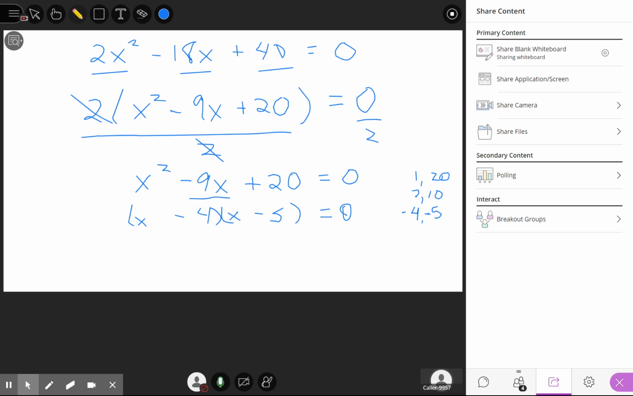So let's just double check that our factoring is correct. x times x is x squared, check, we got that. x times -5 is -5x, minus 4x. -5x plus -4x is -9x, so that checks. -4 times -5 is 20, so that checks. So you can see here that we factored it correctly.